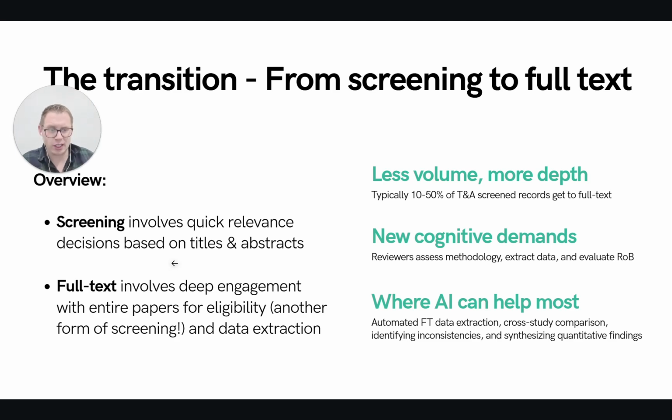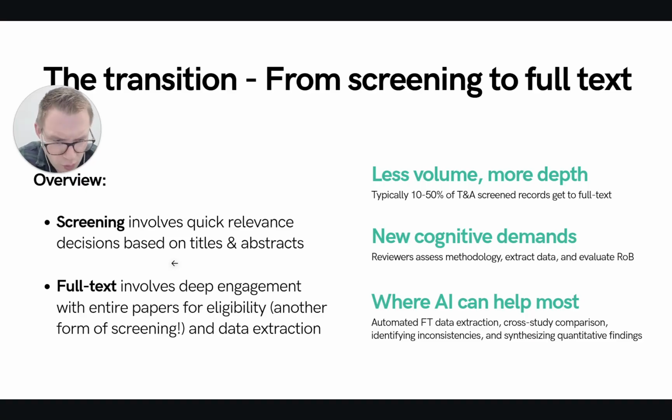New cognitive demands, yes, reviewers, it's no longer kind of rifling through papers quickly. Screening, you might spend a minute on a paper. Here, obviously, we're talking about more like 5, 10, 15, 30 minutes. Reviewers assess methodology, extract data, evaluate what's called risk of bias. That's a very kind of formal area, again, of systematic reviews, but we can summarize it here.